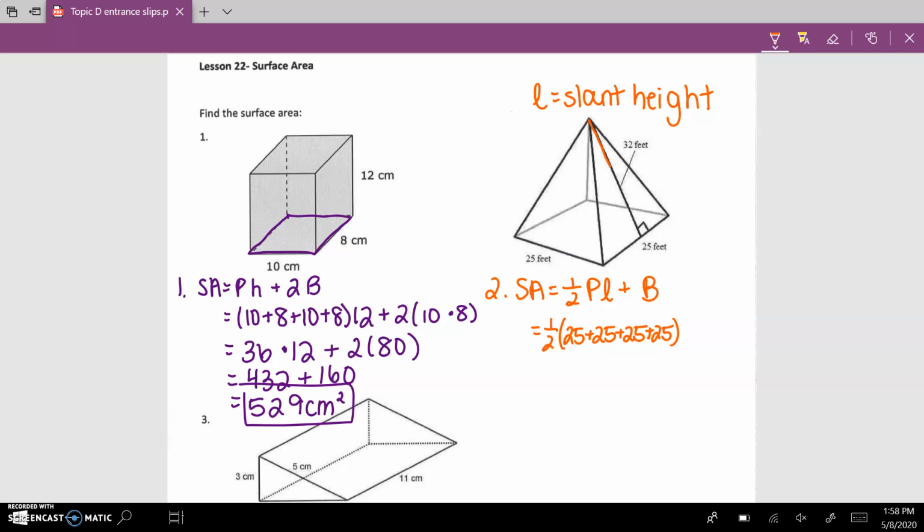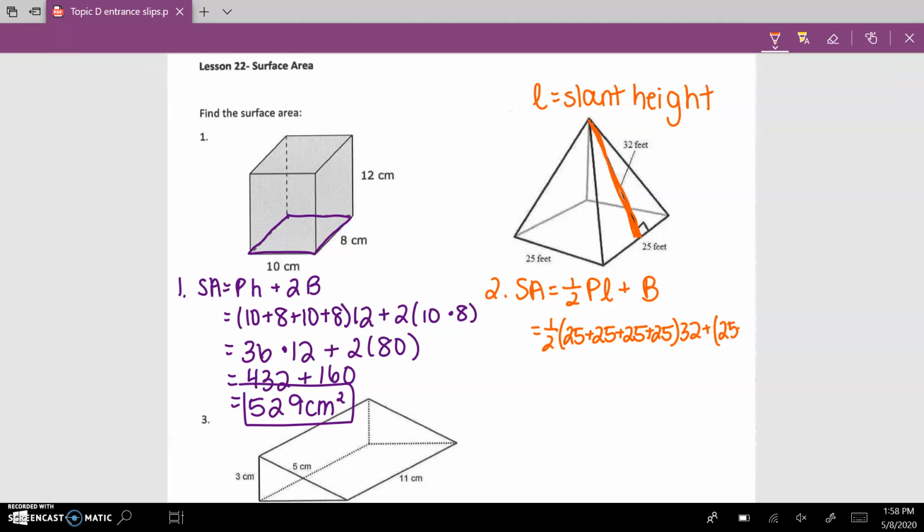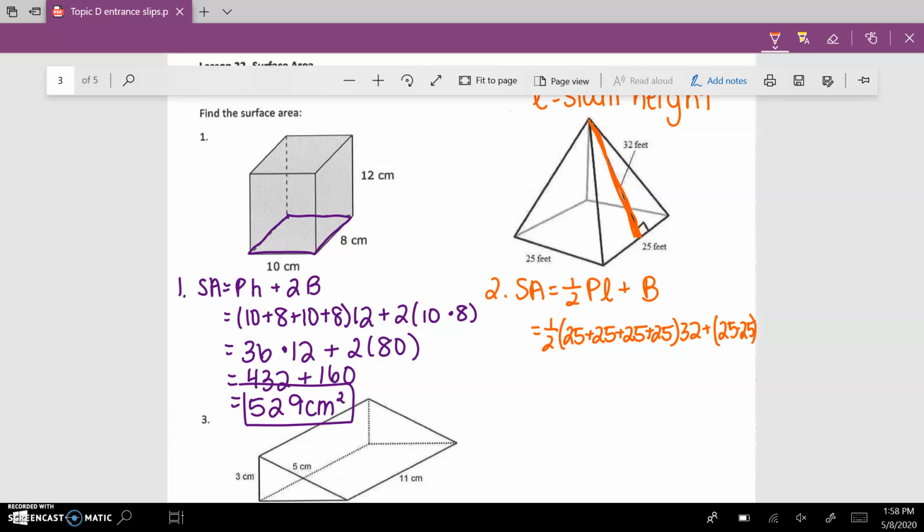Slant height is this angled one. They give it to you for a reason. It's not just random information. So times 32, and then the area of the base would be 25 times 25. All right? So I would get 1/2 times 100 times 32 plus 25 times 25 is 625.